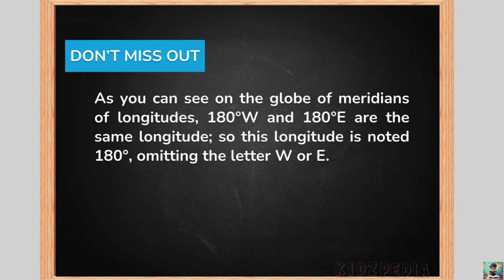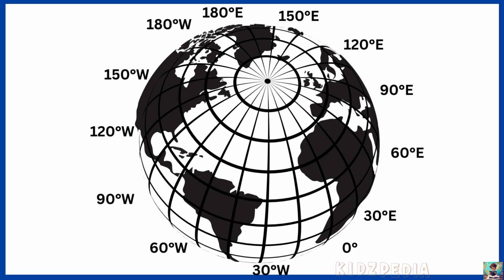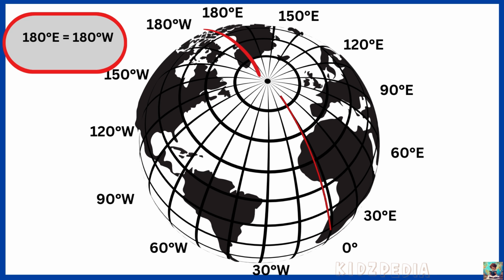Don't miss out. As you can see on the globe of meridians of longitudes, 180 degree west and 180 degree east are the same longitude. So this longitude is noted 180 degree, omitting the letter W or E. On the globe, you will notice that 180 degree west and 180 degree east are actually the same line. That's because they meet on the exact opposite side of the prime meridian. So instead of calling it 180 degree east or 180 degree west, we just say 180 degree.